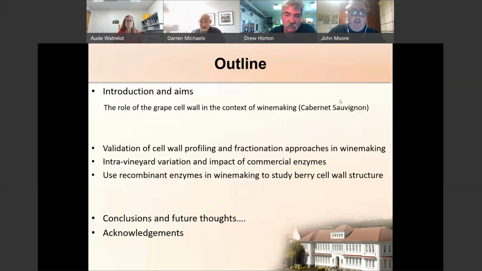his main project outline composed of 3 objectives: to understand the role of the grape cell wall in the context of winemaking in Cabernet Sauvignon, and then to validate the cell wall profiling approach that we employed and the fractionation approach we employed in winemaking to get a baseline data set. Then look at the intra-vineyard variation and the impact of commercial enzymes, in this case from Lafort, and then the use of recombinant enzymes from Novozymes to understand berry cell wall structure. And then I will conclude and then discuss future research avenues.